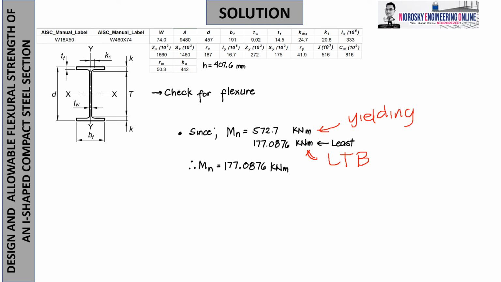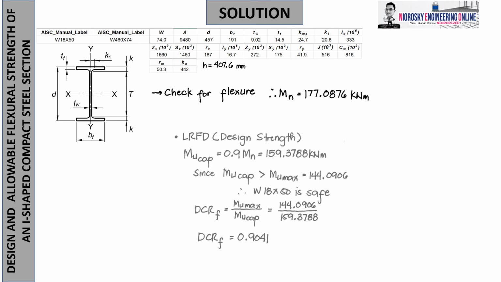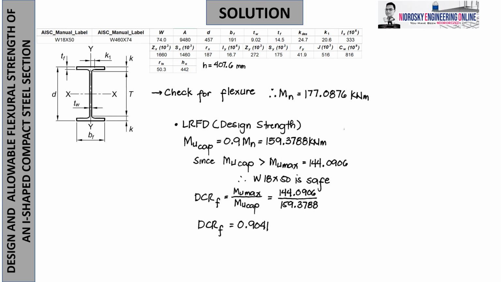No, na-discuss na natin before. So, we choose the nominal moment as 177.0876. So, ito yung gagamitin natin to compute LRFD and ASD value. Now, for LRFD, then we know that the moment capacity is just 0.9 of the nominal moment.